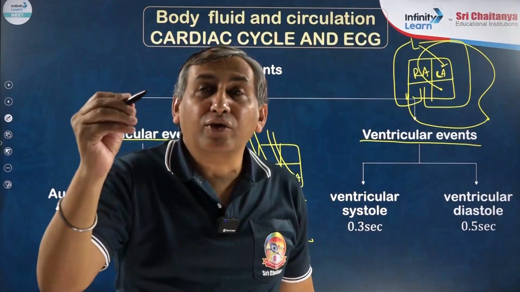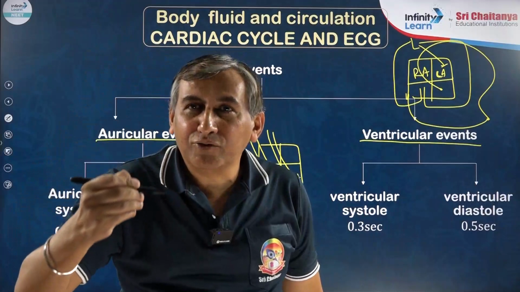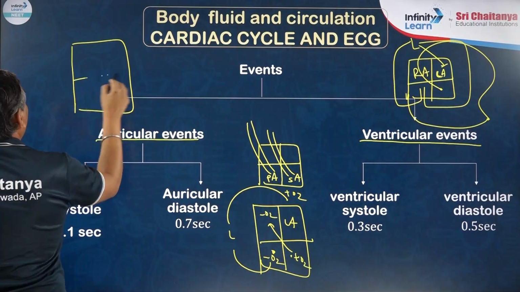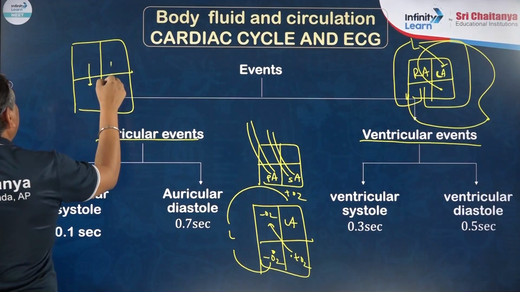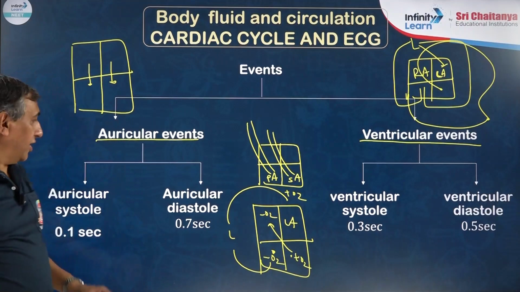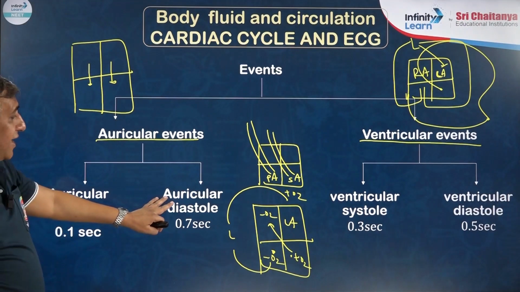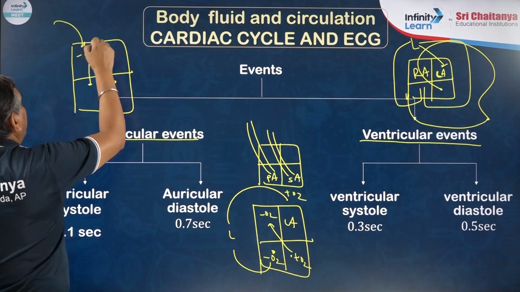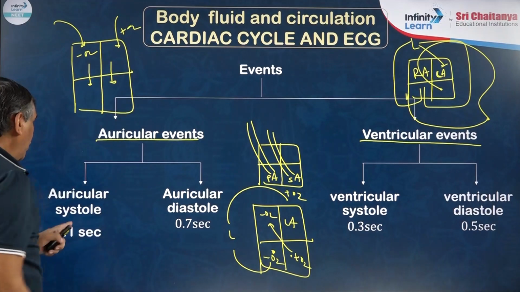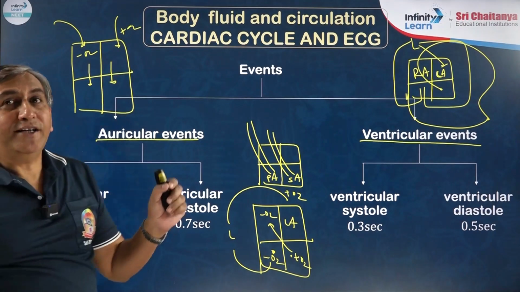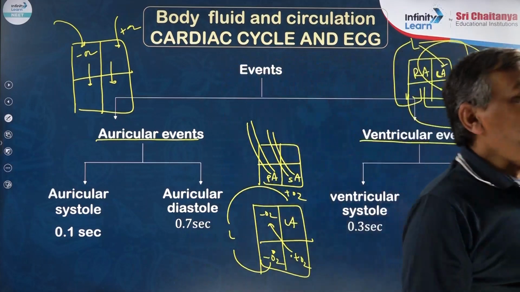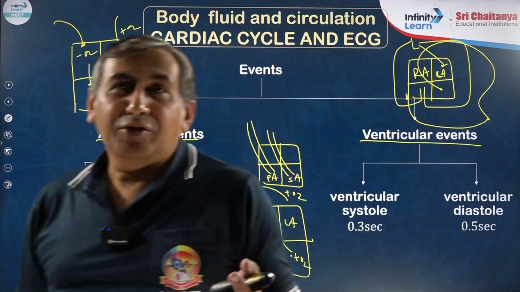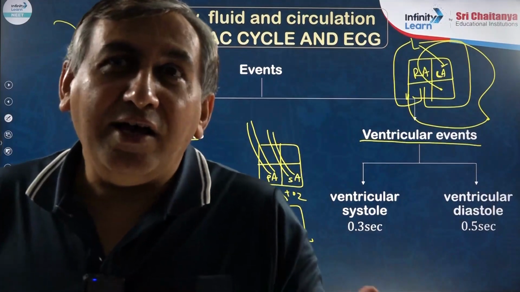When there is systole in the right atria, blood will move to the right ventricle. When there is systole in the left atria, blood will move into the left ventricle. So this is the auricular systole. Auricular diastole means relaxation, so it will take the blood. This part will take the impure blood, and this part will take the pure blood. So auricular systole is 0.1 second, and auricular diastole is 0.7 second.